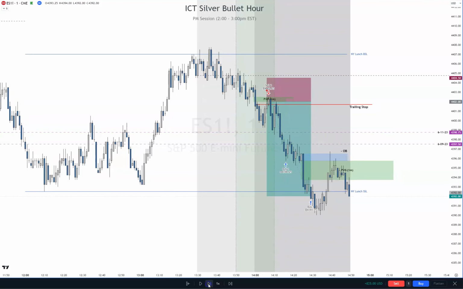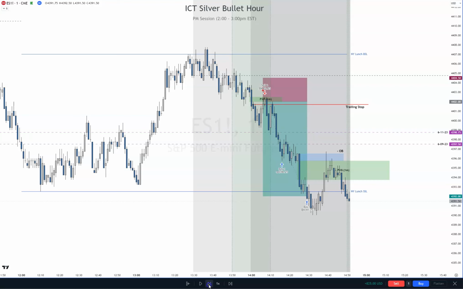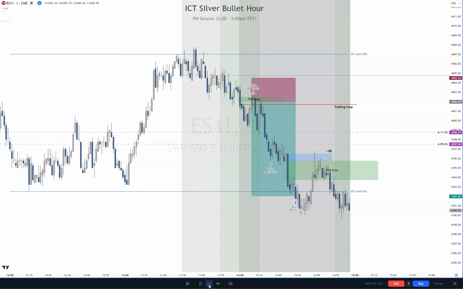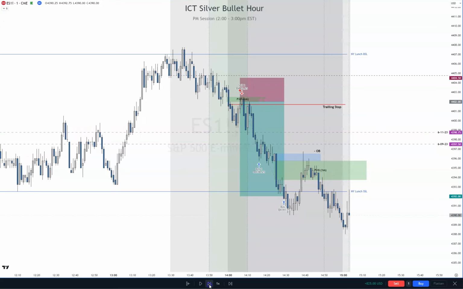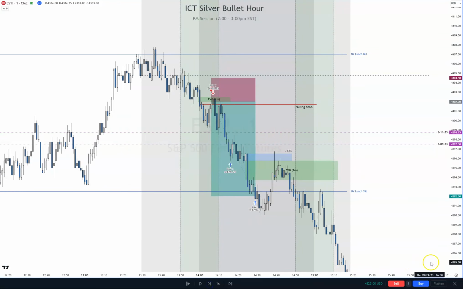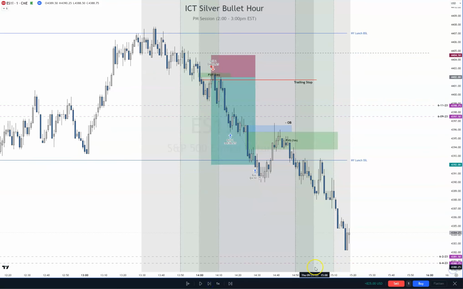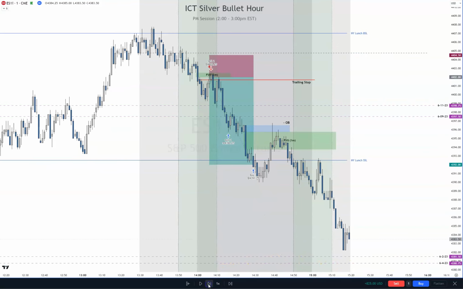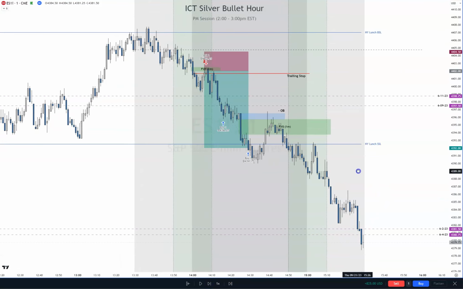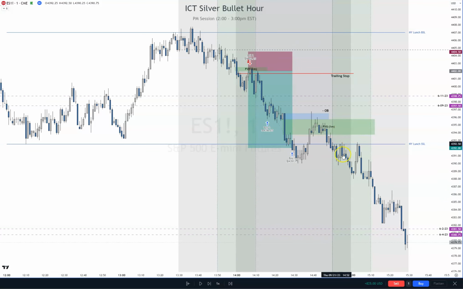Let's see if it takes out that low. See how far it goes. And it does go close to that new week opening gap. Does it hit it? It does. Look at that. All right, so missed opportunity. Can I live with that?